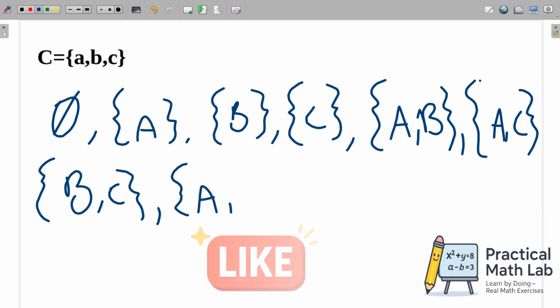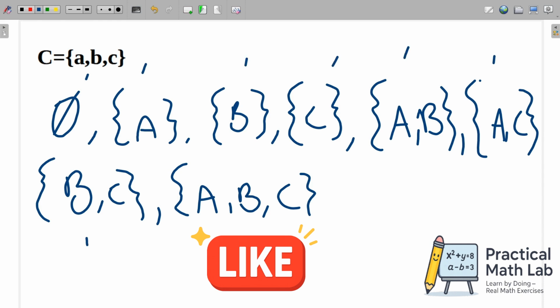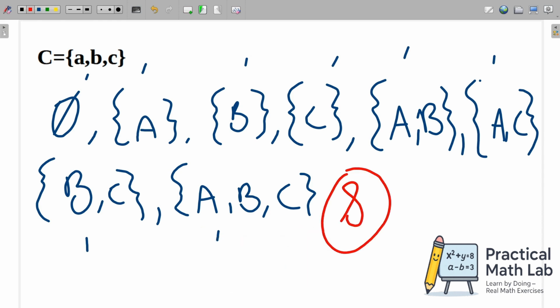So here are all the subsets of C, which are 1, 2, 3, 4, 5, 6, 7, 8. 8 subsets. Using the Venn diagram, it's much easier to visualize the relationships between the sets.